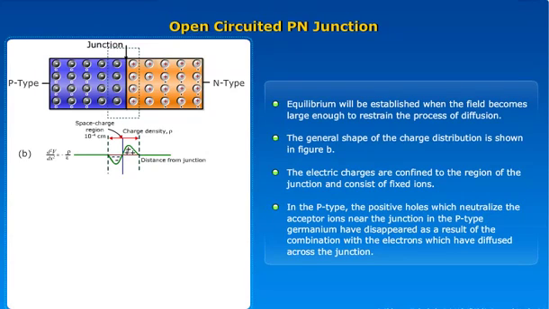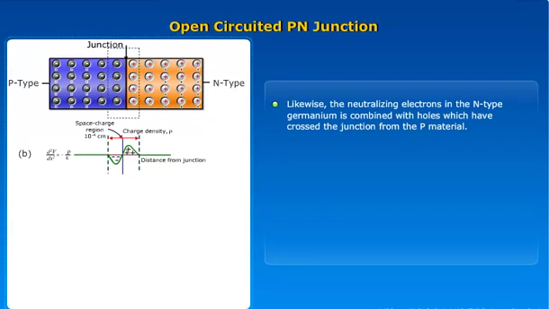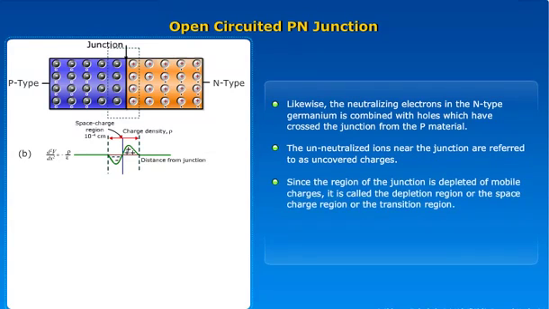Likewise, the neutralizing electrons in the n-type germanium are combined with holes which have crossed the junction from the p material. The unneutralized ions near the junction are referred to as uncovered charges. Since the region of the junction is depleted of mobile charges, it is called the depletion region, or the space charge region, or the transition region.